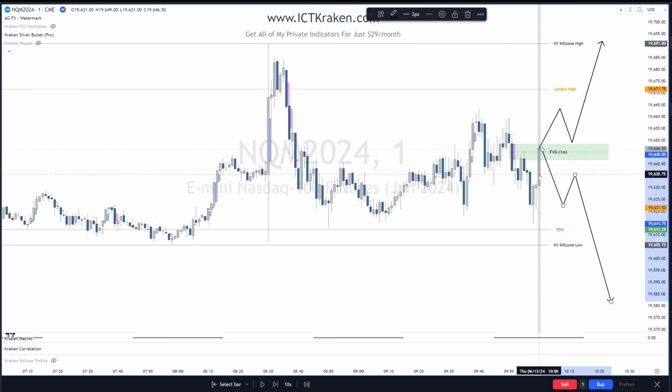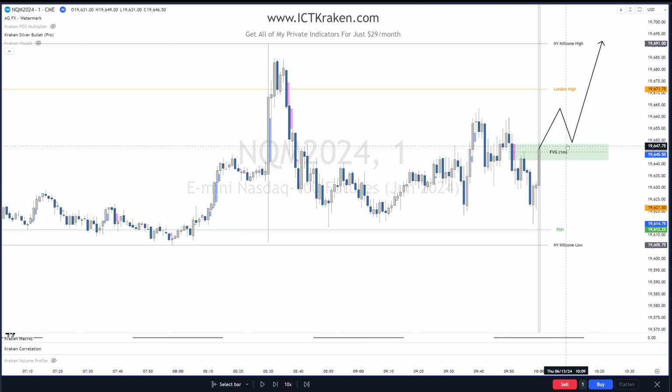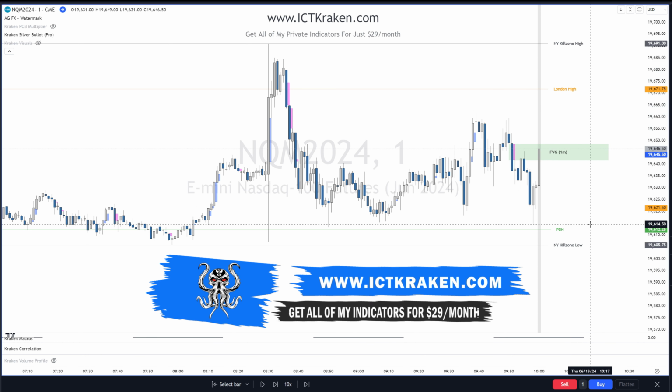So I want to create an inversion fair value gap right here. Right now, I need another candle to even create a fair value gap, but I want to trade through it and up and down. Okay, those are my two scenarios that I'm looking for. Pretty much all my trading is just those two scenarios, one or the other. What's going to happen?